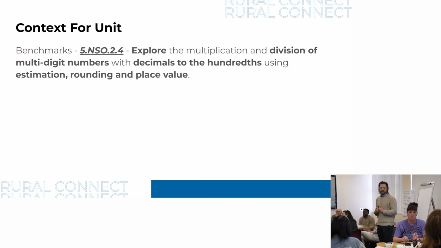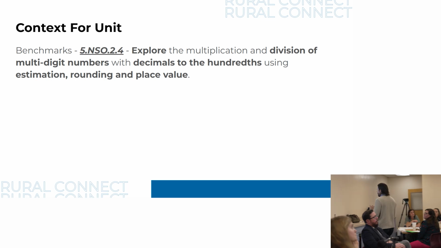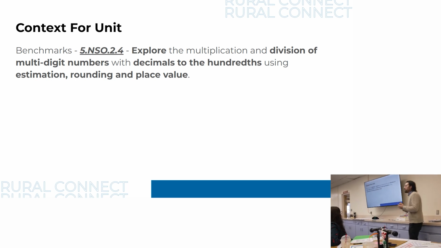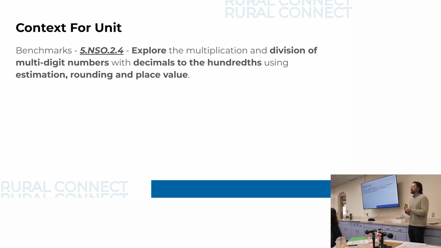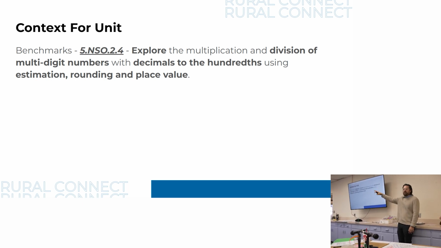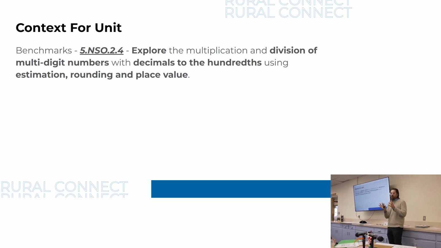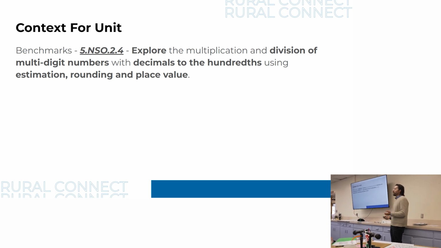So a little bit of context for our unit so you know what we are getting into. NSO 2.4, so 5th grade, NSO 2.4. So explore multiplication, division of multi-digit numbers with decimals. That's the big step up in 5th grade, is now we're also using decimals. In 4th grade, not using decimals. The clarifications around the dividends and divisors, or the length of them, is also a little bit different. So 5th grade division just gets a little bit more complex.